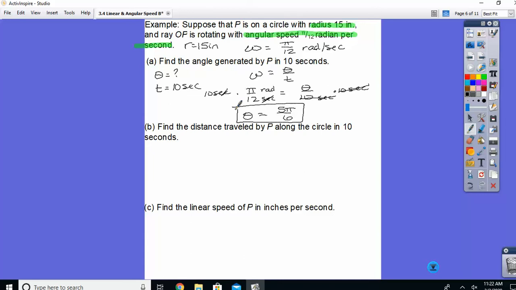Part B. Find the distance traveled by P along the circle. So point P is outside on the edge of the circle. If I want the distance it travels, what variable is that? S. And we're still dealing with the 10 seconds.